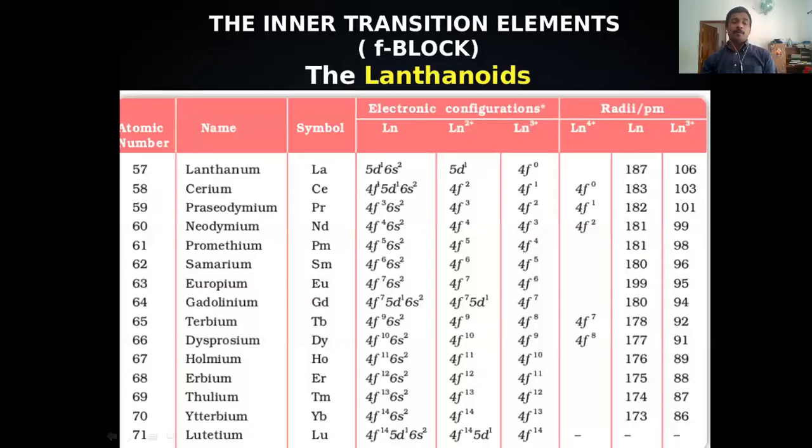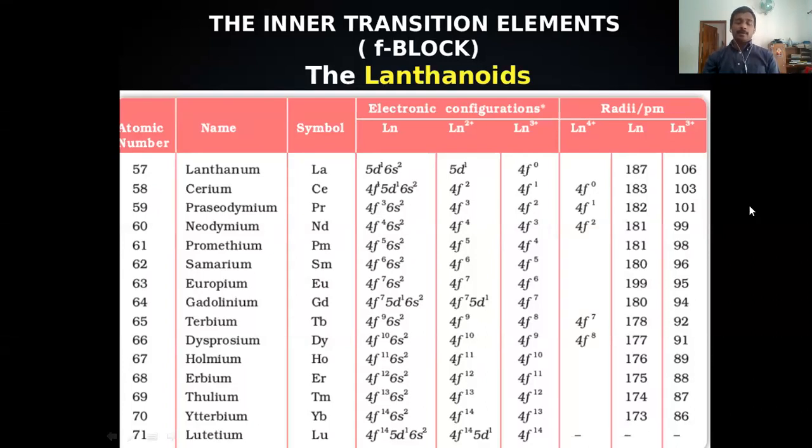Lanthanoids are 14 elements, from lanthanum to lutetium. Actually, it is beginning from cerium, praseodymium, neodymium, promethium, samarium, europium, gadolinium, terbium, dysprosium, holmium, erbium, thulium, ytterbium, lutetium.